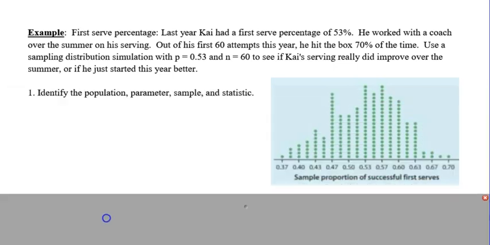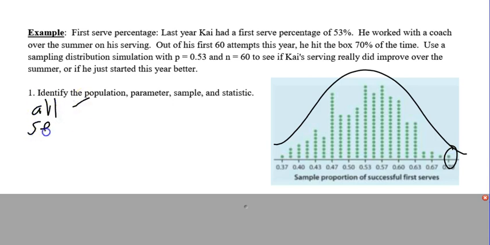So what we have here is a simulation, a sample proportion of successful first serves. It's pretty symmetrical, pretty bell-shaped, and here's the 0.70 that he hit. Okay, well, the population is going to be all serves from last year, or previous. Okay? The parameter is 53%. Remember, we said it's a number. The sample is 60. And the statistic that we're using is the 70% that he hit.